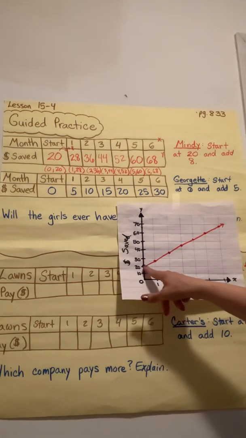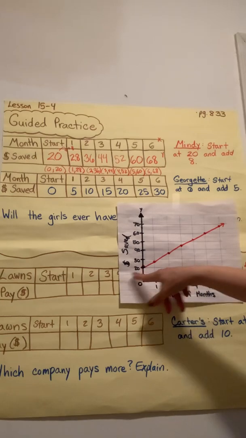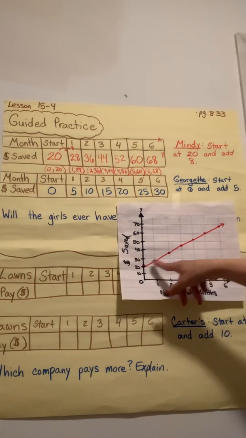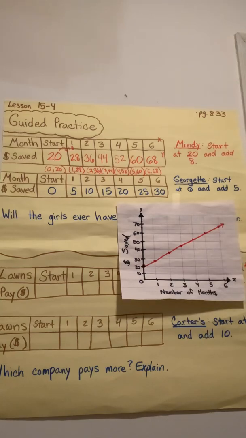I did not put an arrow here because that's where she started. There was nothing before that. But I did put an arrow here because it is a pattern. So it will continue in the same direction at that same rate as long as she keeps following the pattern.